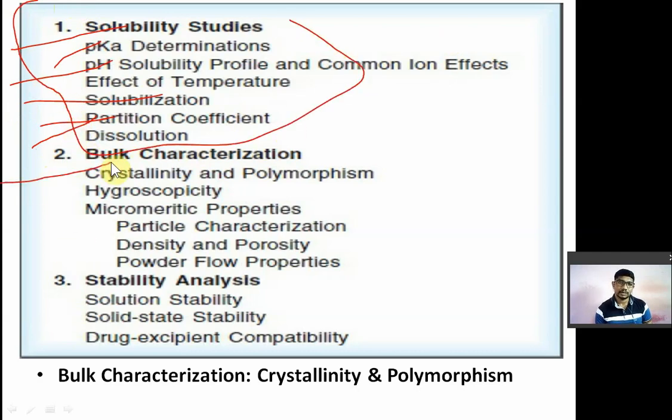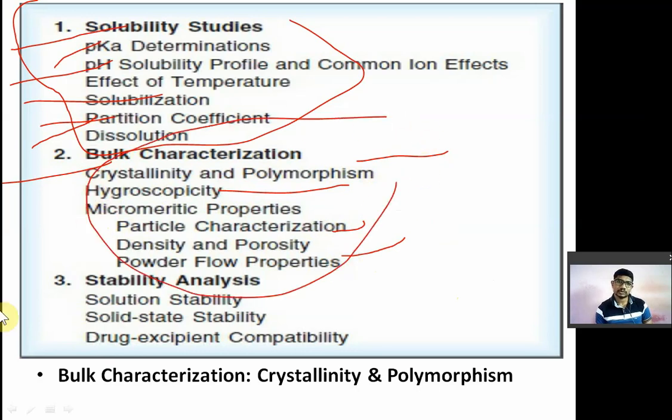Now bulk characterization. In that, the physical state of the drug: crystallinity and polymorphism, then hygroscopicity of the drug, then micromeritic properties like particle size distribution, particle size characterization, density, porosity, and flow properties of powder. All this comes under bulk characterization. Lastly, you have to study the stability of the drug: solution stability, solid state stability, or drug excipient compatibility. So your pre-formulation chapter deals with these studies.